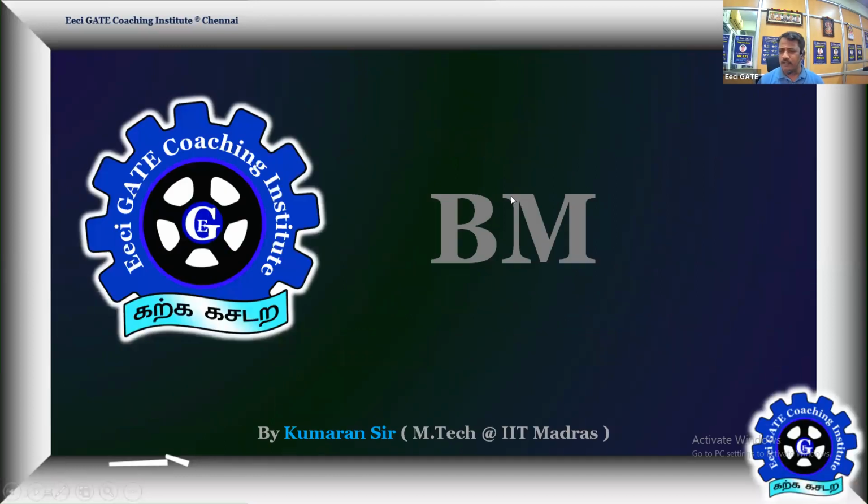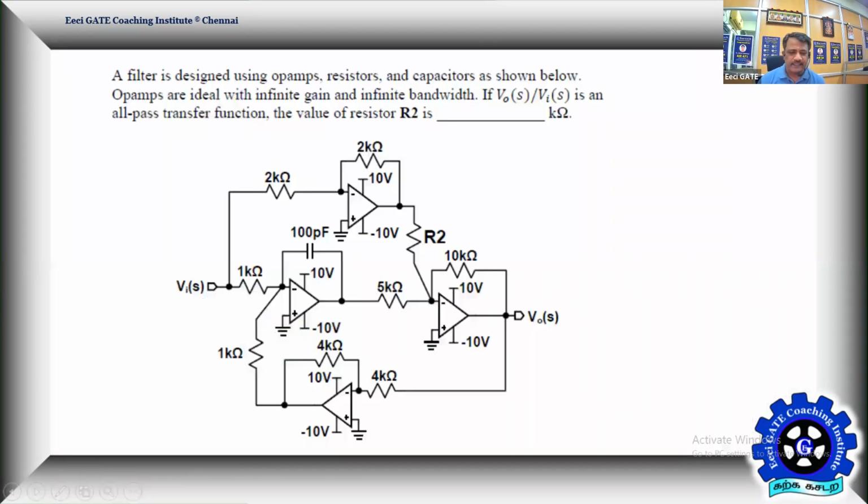So next problem also from analog electronics, a little tricky, but once you apply your mind, you'll get the answer instantly. You should not be surprised by seeing so many op amps in the circuit. You have seen such a circuit in a PID controller already. Electronic PID, similar to that, you have to treat.